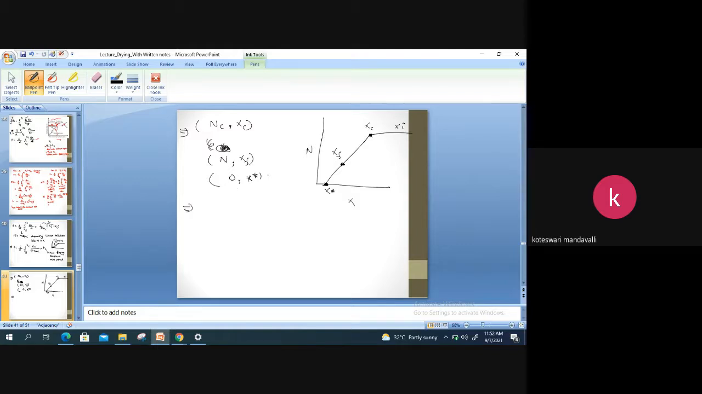We can equate y2 minus y1 to the slope, right? So if I use that formula, suppose y2 minus y1 divided by x2 minus x1, written like that: Nc minus 0 divided by Xc minus X star, if I consider this point and this point. This is the slope of this line, equal to the slope of this line.